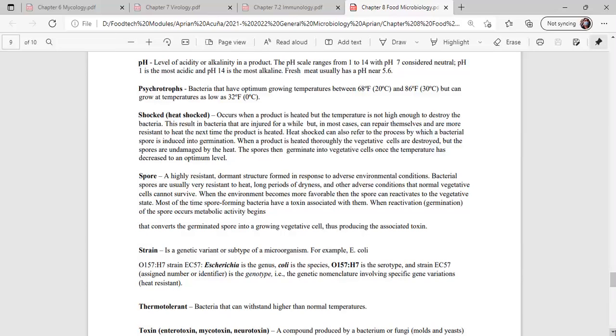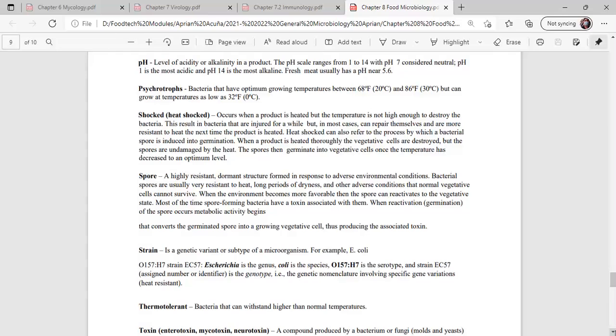Then you have your spores. Spores are highly resistant dormant structures formed in response to adverse environmental conditions. Bacterial spores are usually very resistant to heat and long periods of dryness and the other adverse conditions that normal vegetative cells cannot survive. When the environment becomes more favorable, then the spore can reactivate itself to vegetative state.